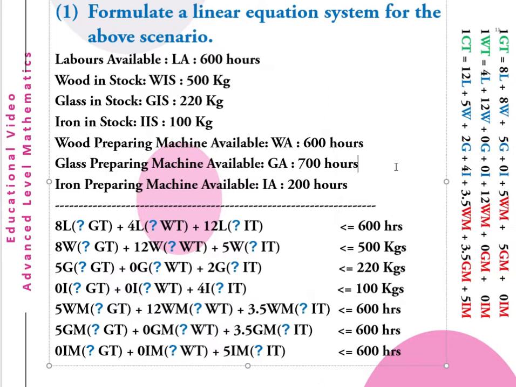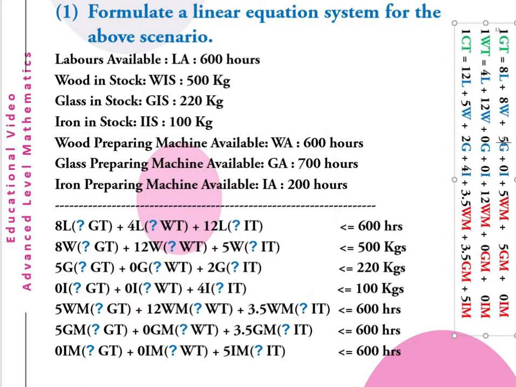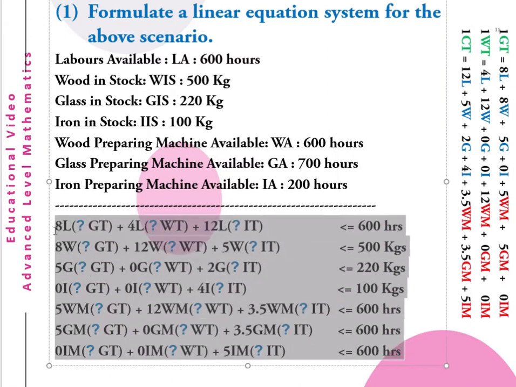So by this logic, we can formulate other inequalities of the wood we need. How many kilograms? 500 kilograms. And 8W multiplied by how many GT? 12W multiplied by how many WT, and 5W multiplied by how many IT created. So altogether we got 1, 2, 3, 4, 5, 6, 7 inequalities in here. This is what we need for the formulas of the Excel software table. Then we go to the next section, how we can put these inequalities into the Excel worksheet.